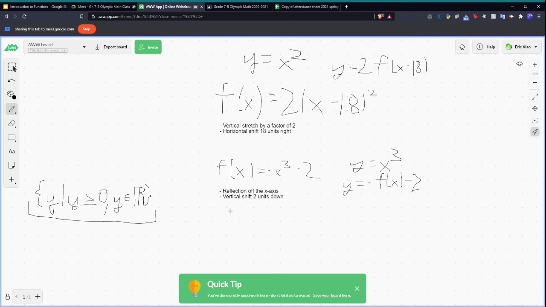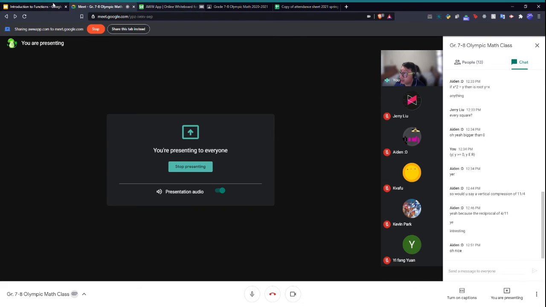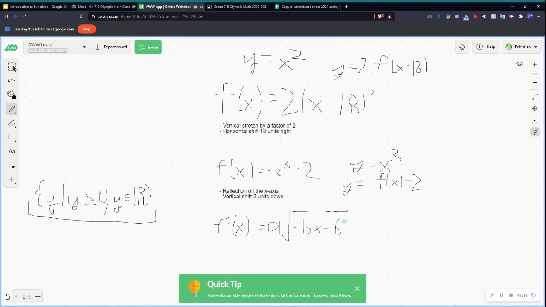Now let's look at the last question. This one's a bit more tricky. Let's see. So we have a times the square root of negative b x minus 6b, plus c. So the square root ends here, so plus c is outside the square root. Your base function here would just be square root of x. So remember to look at your x and where it is, that will give you your base function. So this is just square root of x as your base function.